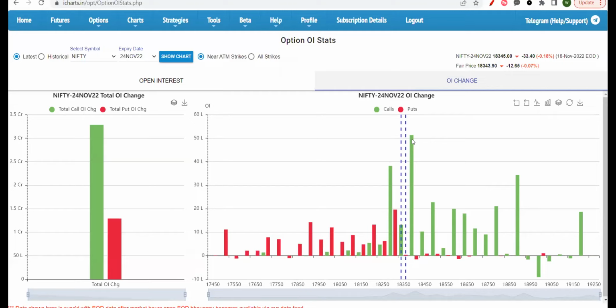Don't worry. Vinay is asking, is Sensibull okay for that? Yeah, Sensibull is also okay. No problem with that. You can go through that also. That also shows you the same data. Data is important. From where you get the data is not important.